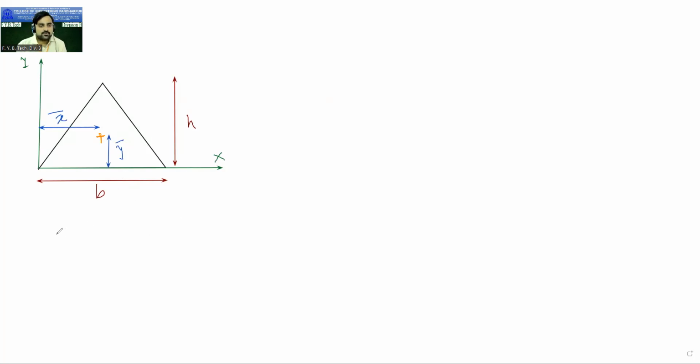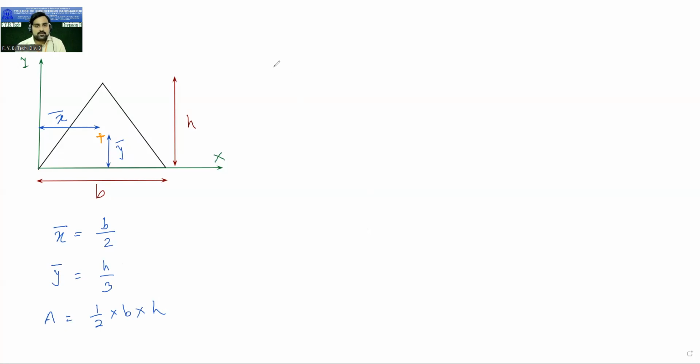So in the case of the isosceles triangle, your x bar is equal to B by 2, if this base is B. Your y bar is equal to H by 3, if the height is H. And the formula for area is half into base into height. So this is for the isosceles triangle. Now the next diagram is for the semicircle. In the semicircle, we will see the various cases.